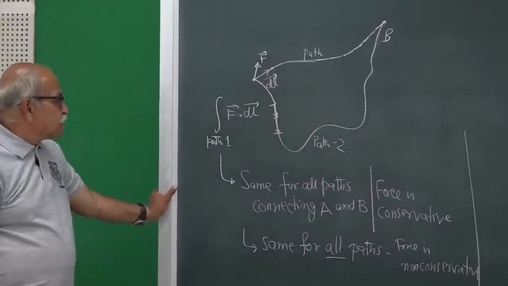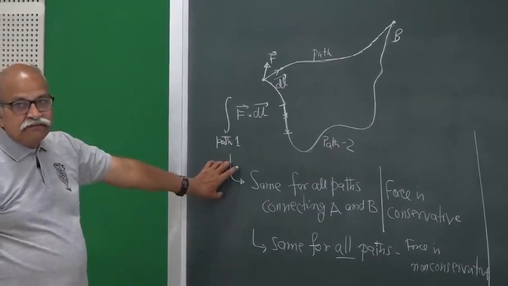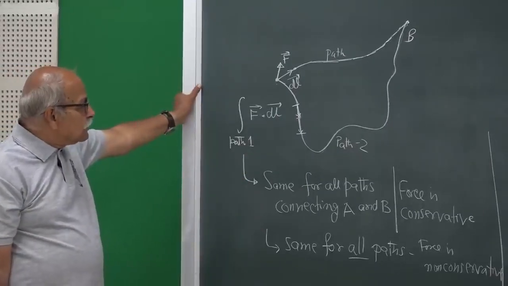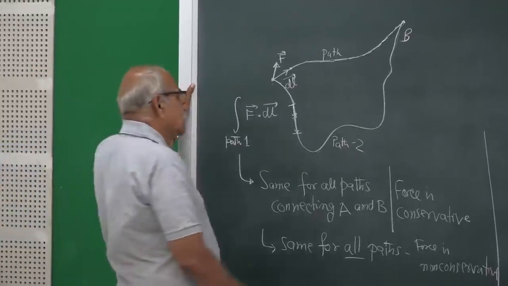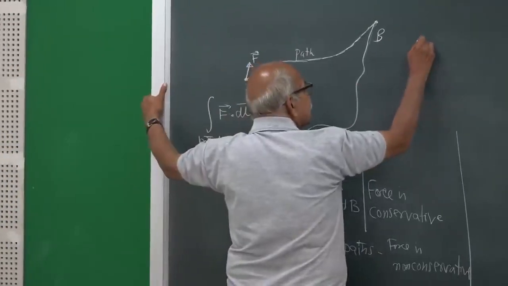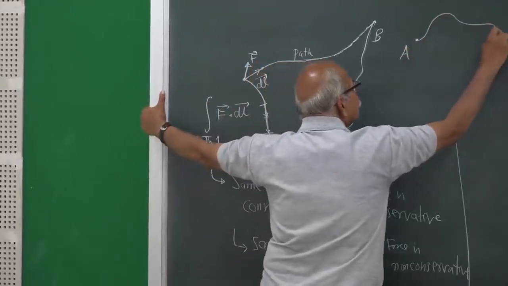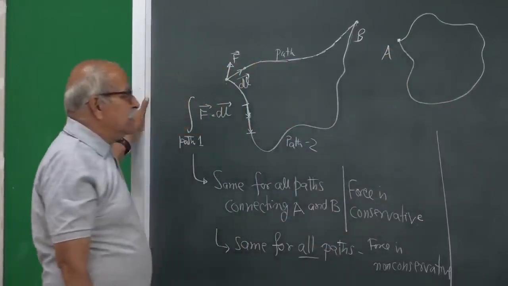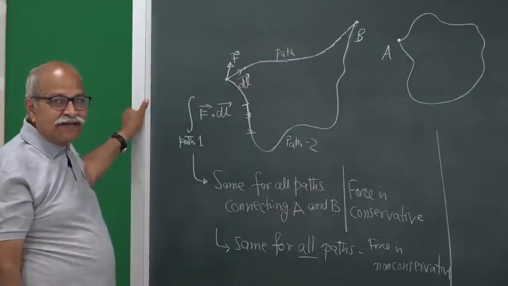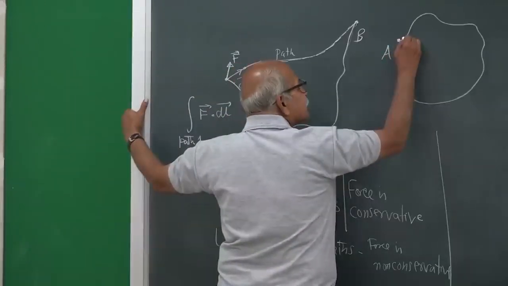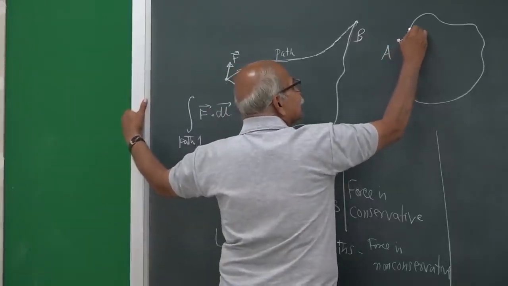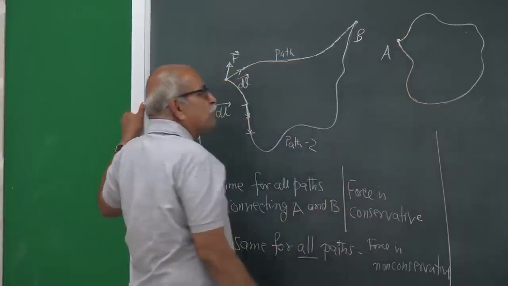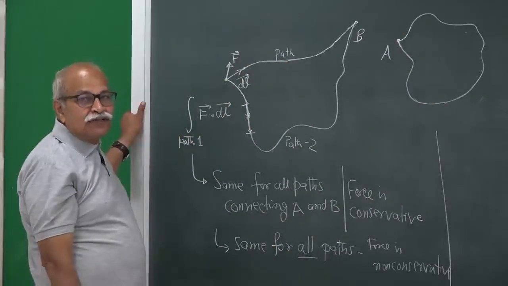Okay. Now, if the force is conservative, and you take a closed loop, that means I start from a point A and go round somewhere on some path and reach once again A. That means A and B are the same. You start at A, do this F dot dl here, and here, and here. Stop adding here. It's a closed loop.